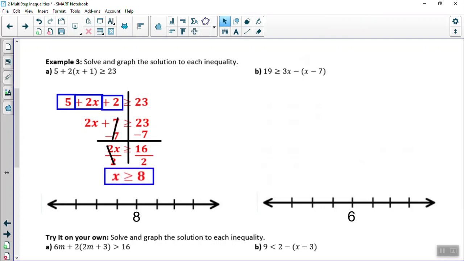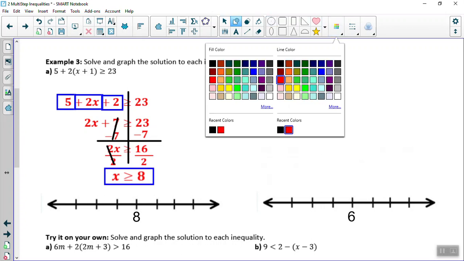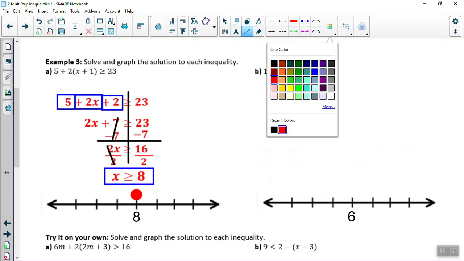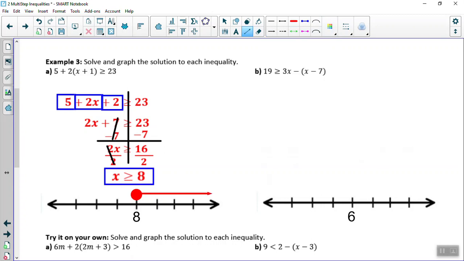Right, so now when we go to graph that, I'm going to have a closed circle over the 8 because it's got that equal to part. So I'm going to put my closed circle over 8, and this time I need all the values that are greater than 8. So numbers that are greater than 8 are going to be to the right of 8. So now I draw my line to the right. And there's my graph. All right, let's do one more together.